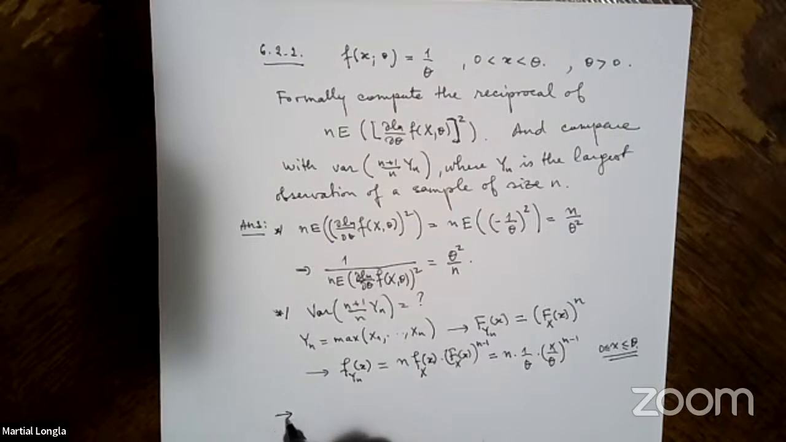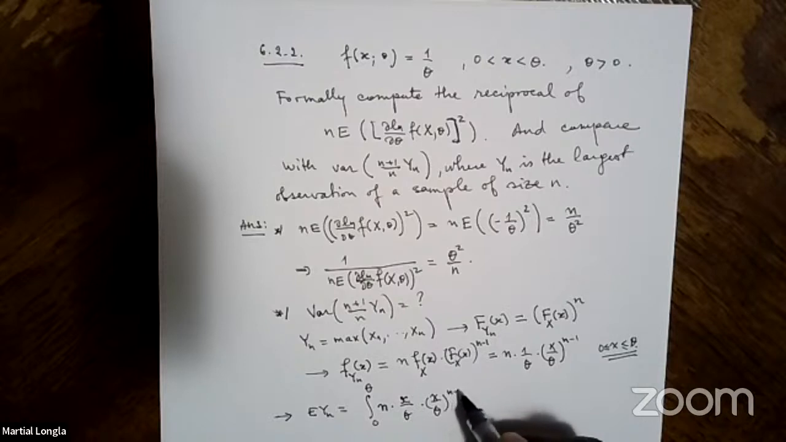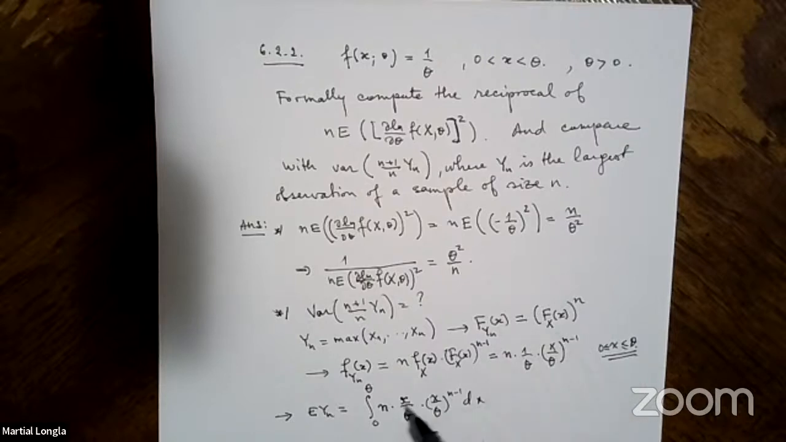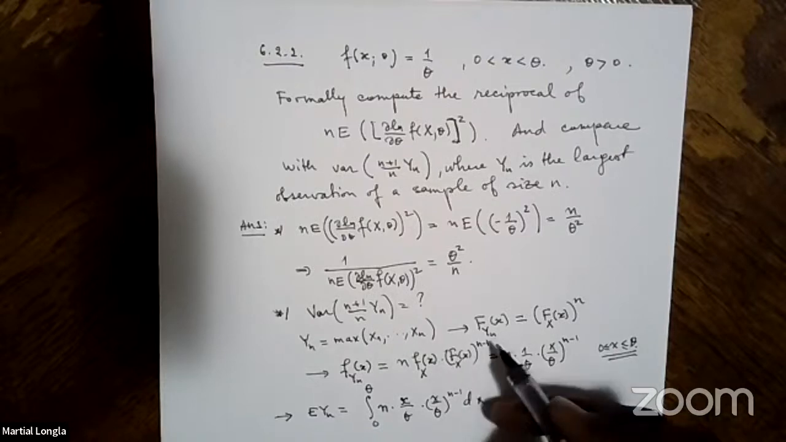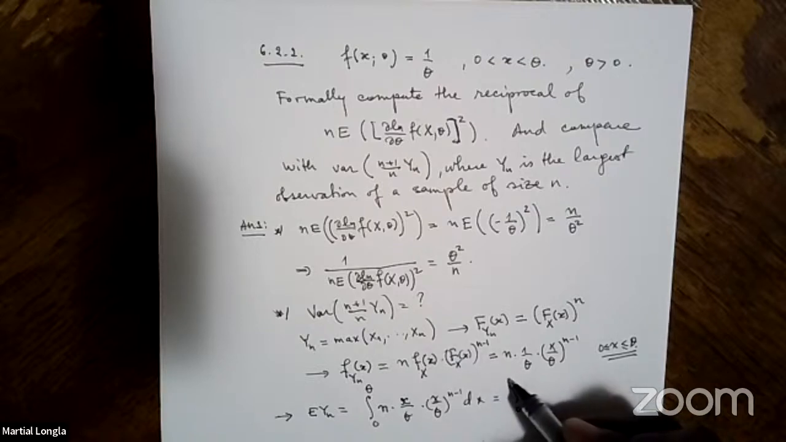which means that the mean of yn is the integral from 0 to theta of n times x over theta times x over theta to the n minus 1 dx. That is obtained by multiplying the density by the variable and integrating. So when you do this, what do you get? So this is the integral from 0 to 1.